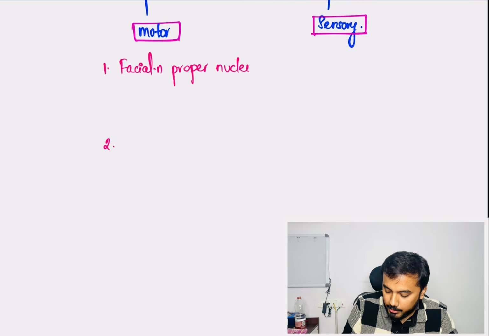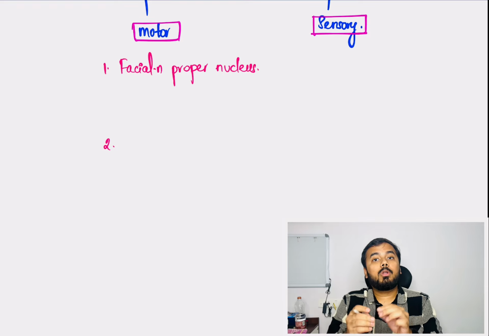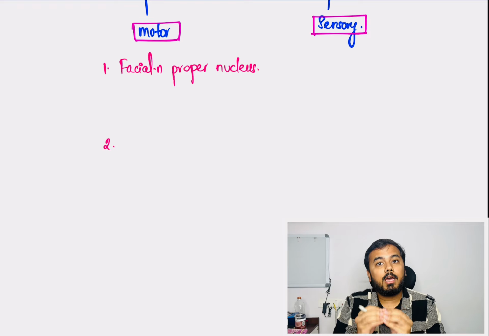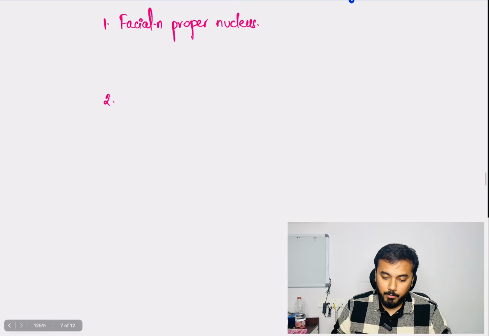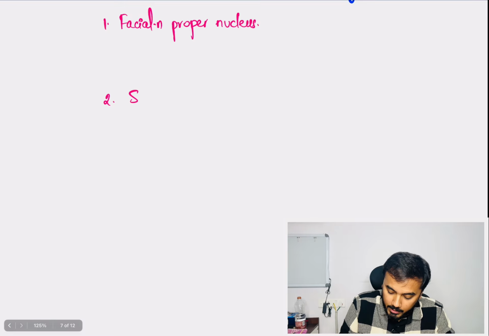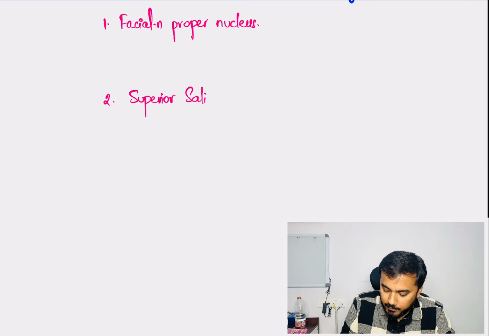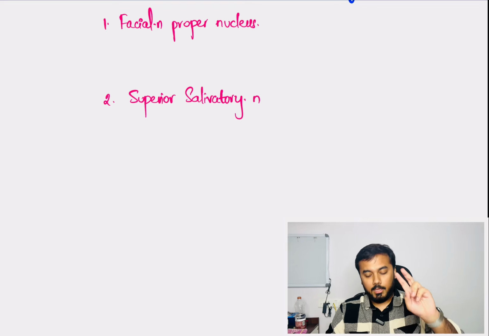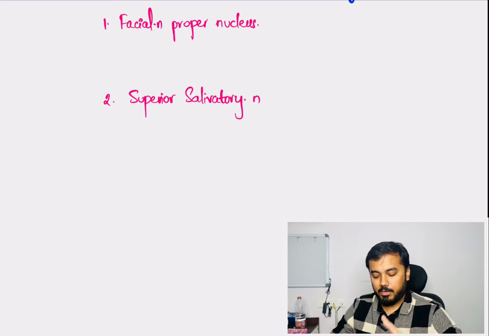Facial nerve proper nucleus, which nucleus is this? This is the motor nerve nucleus. This is a motor nucleus. Okay, the next important thing is the superior salivatory nucleus. How many nuclei we have got? Superior salivatory and facial nerve proper nucleus.